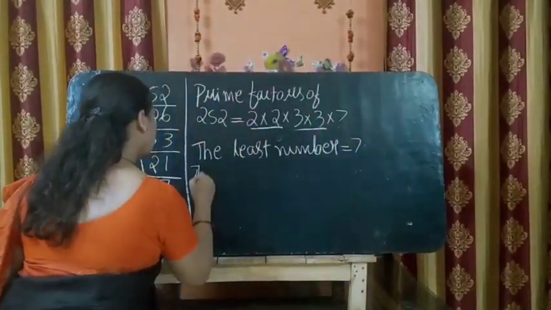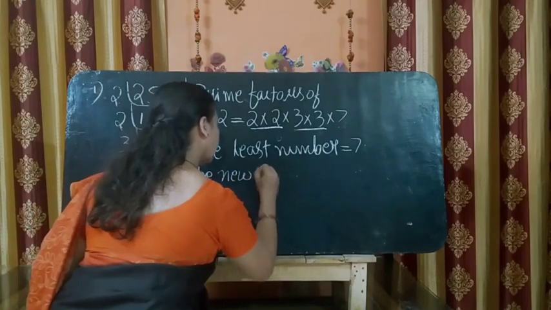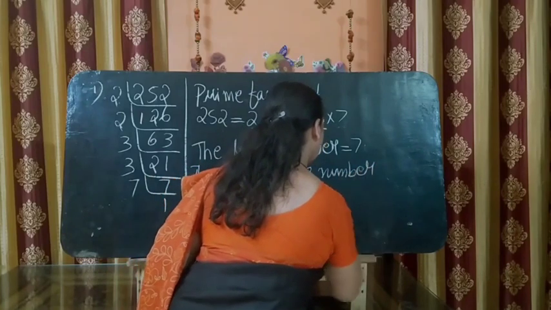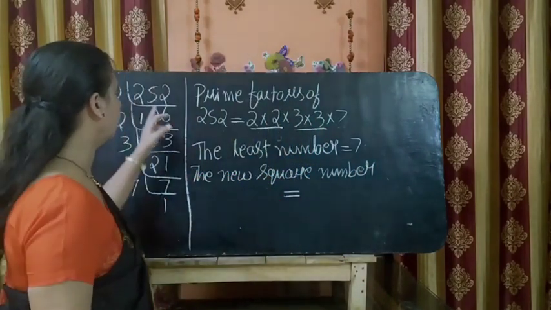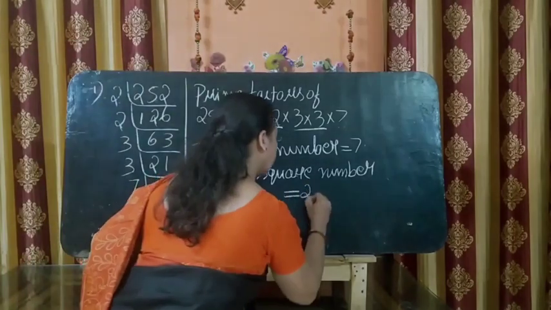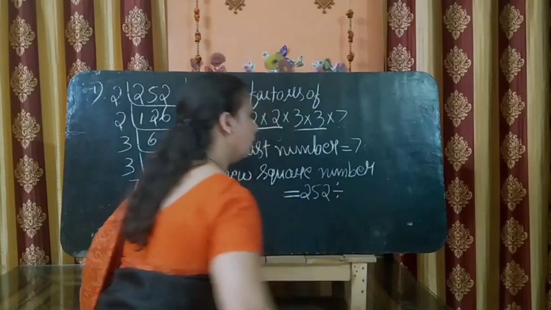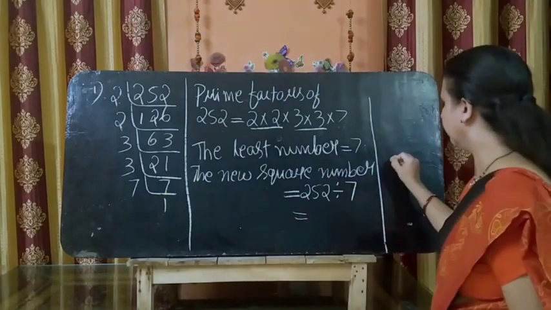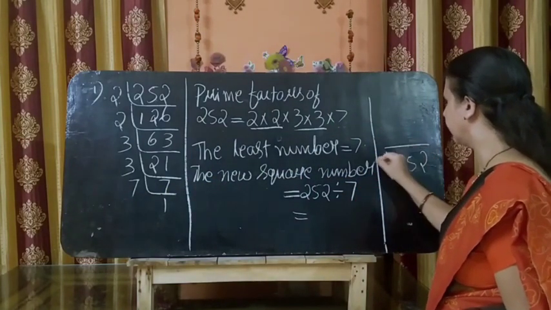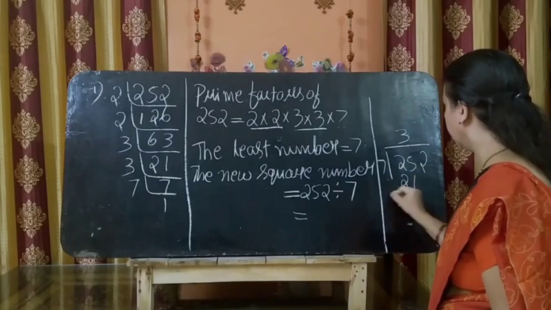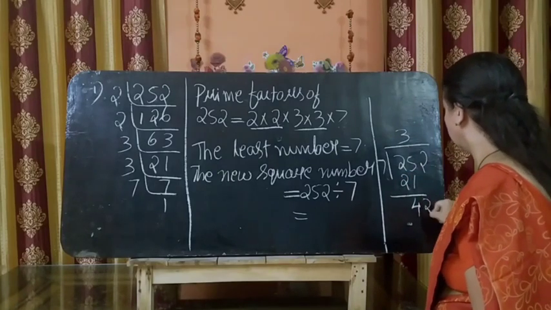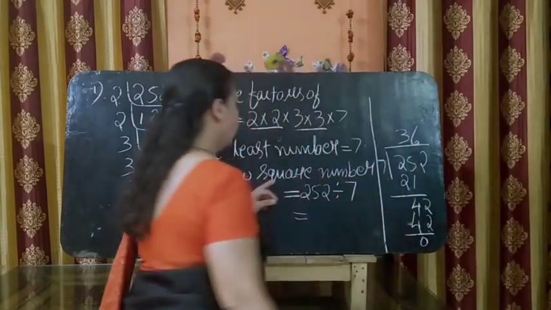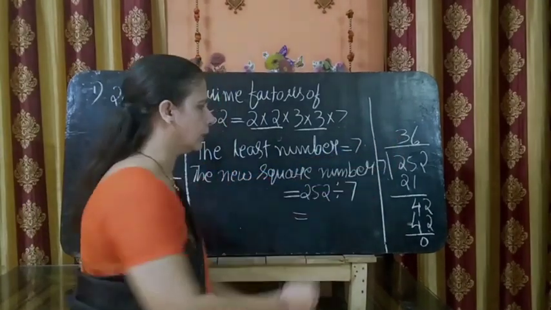So, the new square number equals, what we have to do? We have to divide the given number. The given number is 252 divided by the least number. That is, divide 252 by 7. 7 3s are 21, 4 left, then 2, take down. 7 6s are 42. Then the new number equals which one? 36.